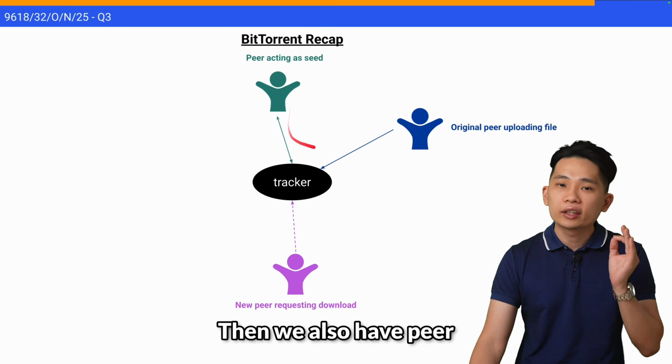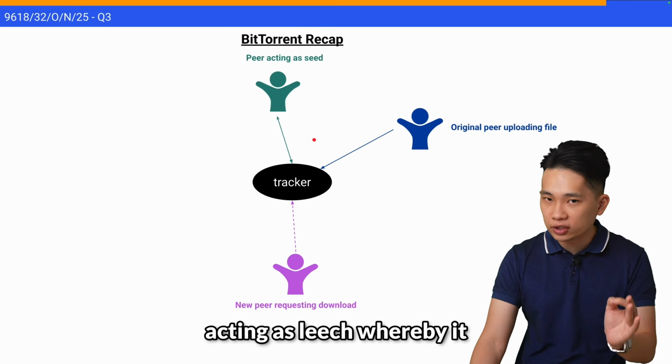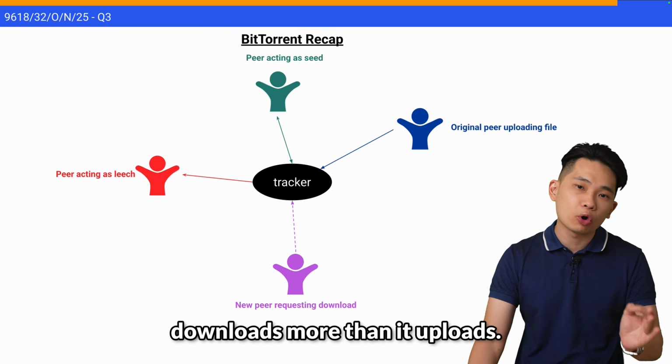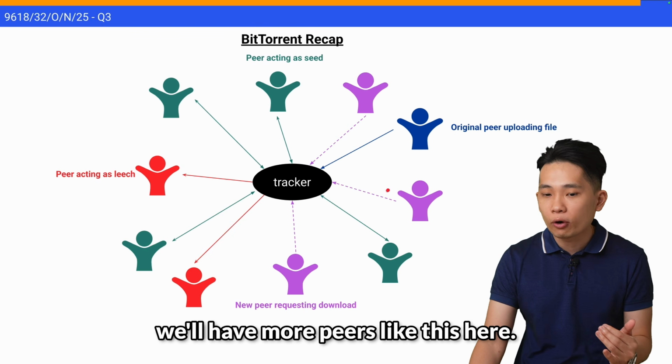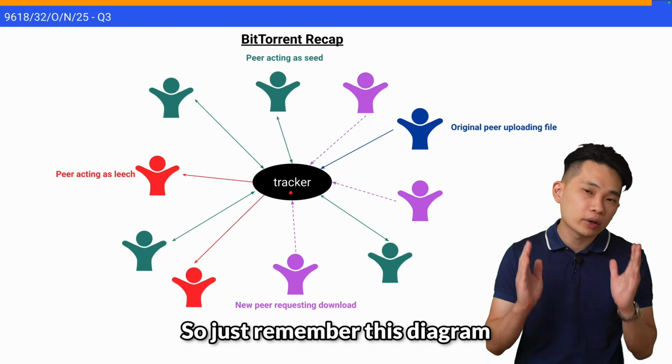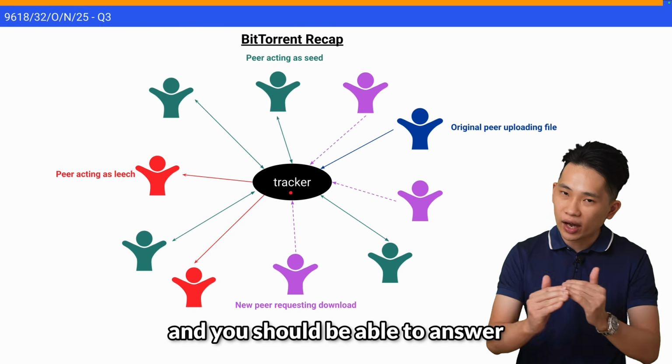Then we also have peer acting as leech, whereby it downloads more than it uploads. Of course, in real life scenario, we will have more peers like this here. So just remember this diagram and you should be able to answer BitTorrent questions with ease.